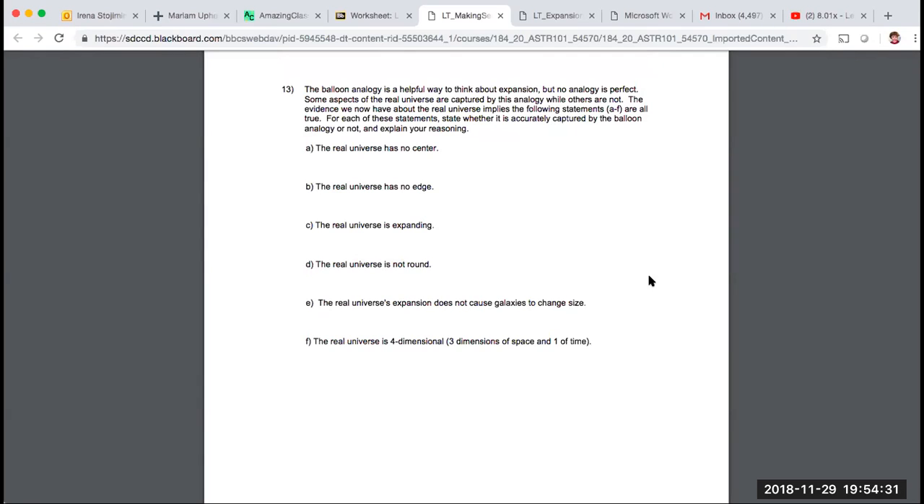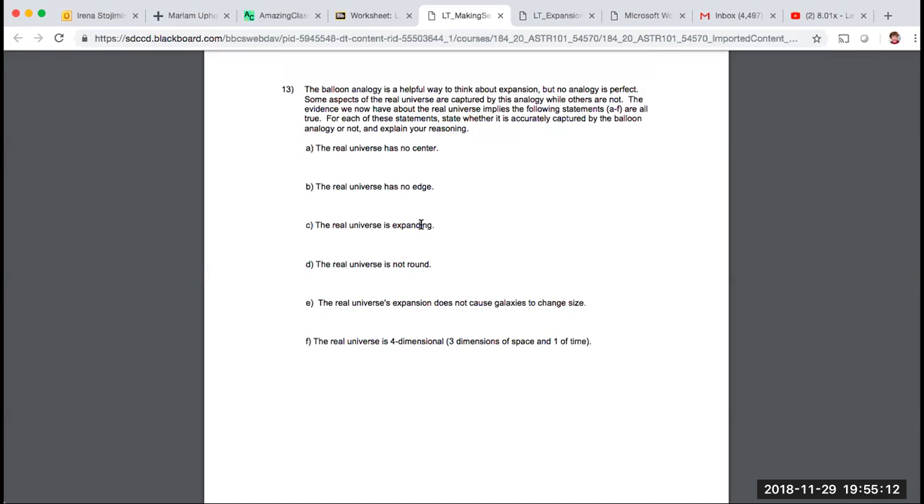Okay, so for A, the universe has no center. That is captured by the balloon, if you stick with their definition that the universe is on the skin of a balloon. Because there is a center of the balloon. That's why I don't like it, but you have to keep in mind that they define the universe to be on that skin or the edge of the balloon. So then, yes, it's correct that that skin does not have a center. And how about B? The real universe has no edge, which is correct. Yes, that is captured by that model.